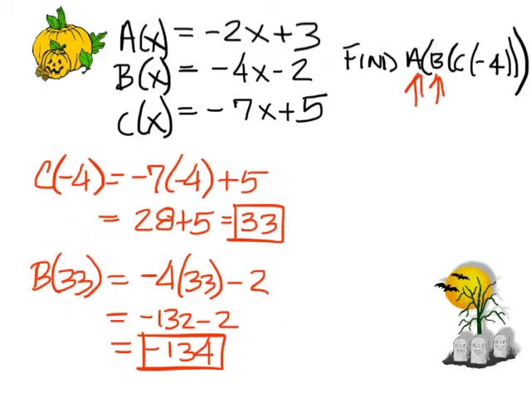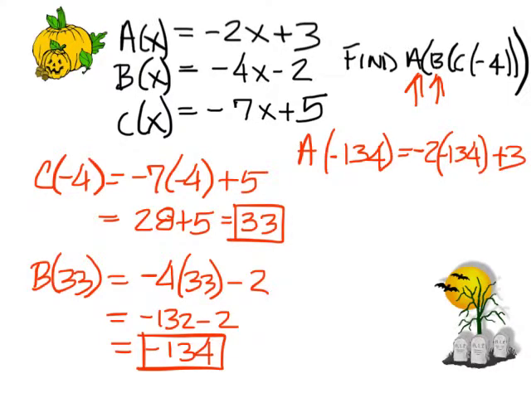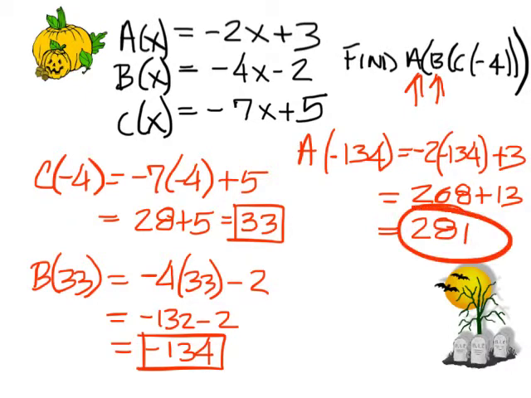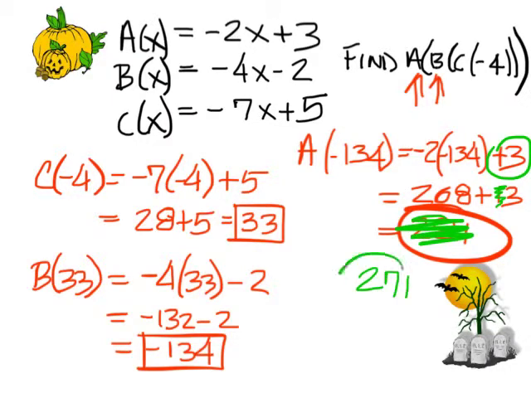Now use that with the A function. A of negative 134 equals a negative 2 times a negative 134 plus 3. And that's going to be a positive 268 plus 13, which is 281. Oh, okay. I thought that was 13. Yeah, that's a plus 3, so this should not be there. And therefore, if it's plus 3, it should be 271. Yeah, that's right.